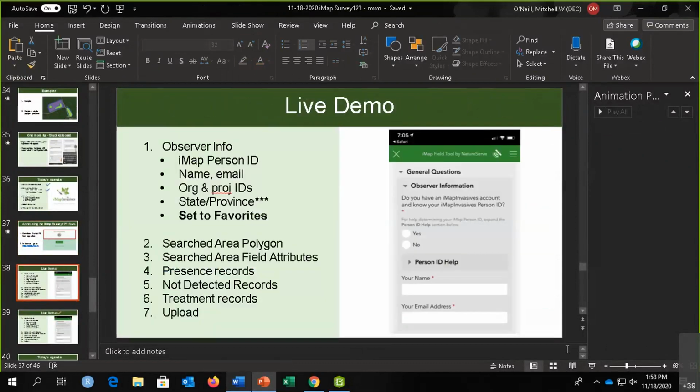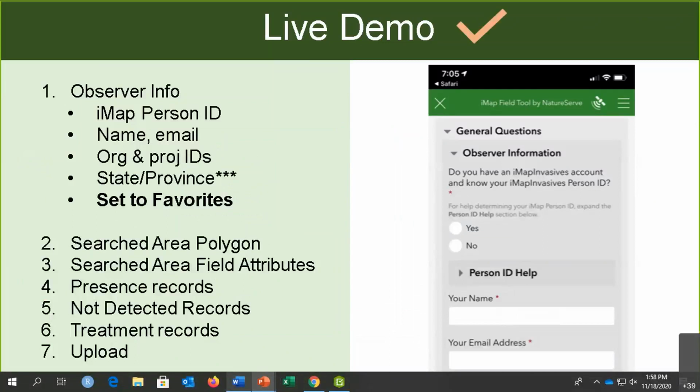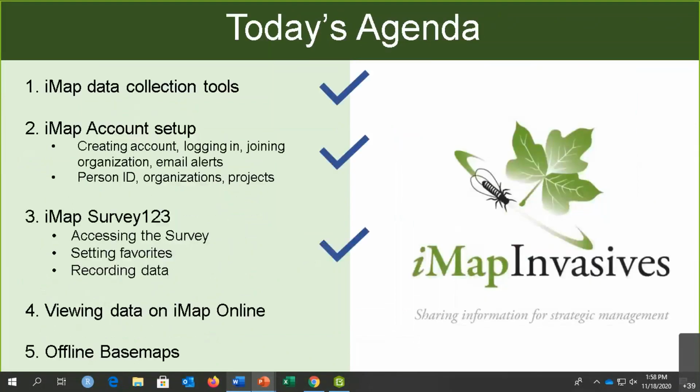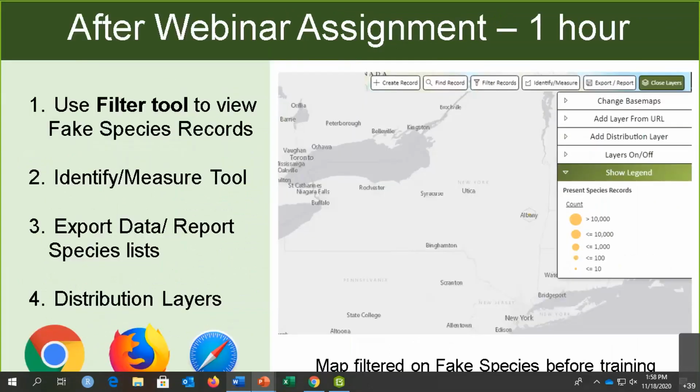All right. So I just did the live demo. And the next topic, I just covered. If you want to go into more detail and look at your records, I just wanted to briefly lay out how you can do that. This is something I'm suggesting you can do after the webinar. If you submit your fake species record, you can log into iMap online an hour from now, and you should be able to find it.